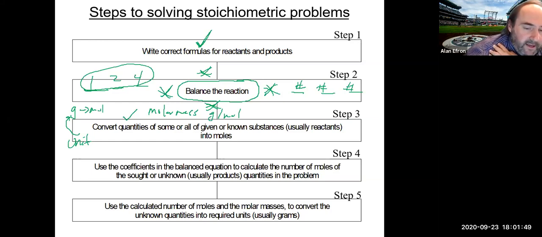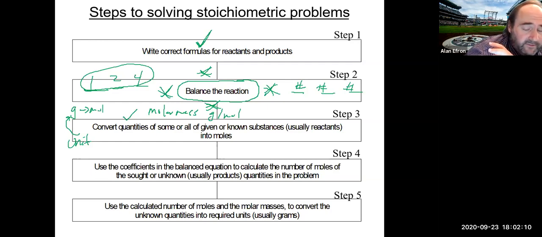Now, if it already is in moles, just skip that step. Sometimes people do weird things like they take it out of moles and then re-input it back into moles. So if something is done for you, just move on to the next step. Don't undo it. The next thing you want to do is actually the stoichiometry part.